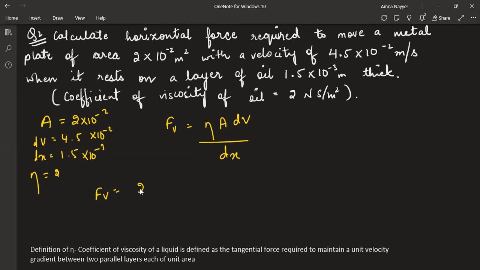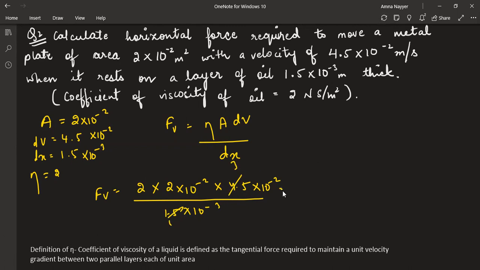Fv will be eta is 2, area is 2 into 10 to the power minus 2, velocity is 4.5 into 10 to the power minus 2 divided by dx is 1.5 into 10 to the power minus 3. So this 4 gets cancelled, this becomes 3. 3 into 4 is 12. So 12 into 10 to the power minus 4 by 10 to the power minus 3. That will be 12 into 10 to the power minus 1, or simply you can write it as 1.2 Newton.